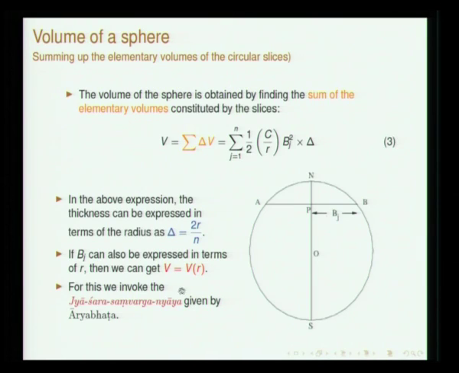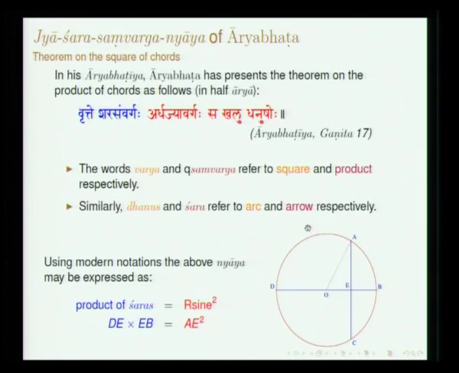So, basically we need to get an expression for Bj. Recall this Nyaya, Vritte Sharasamvargaha Ardhajyavargaha Sakhalu Dhanushoho. So, this AE is B, this bhuja. So, AE square is equal to DE into EB, fine.